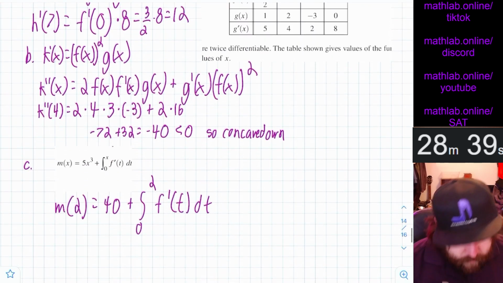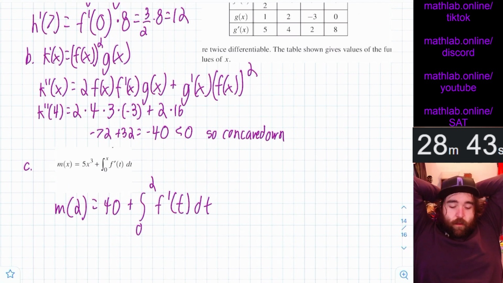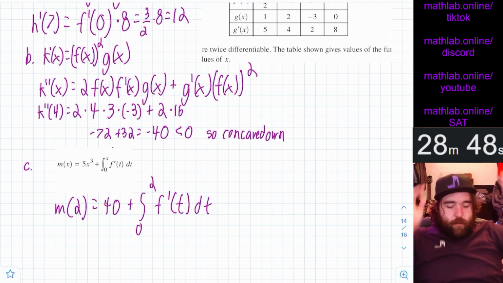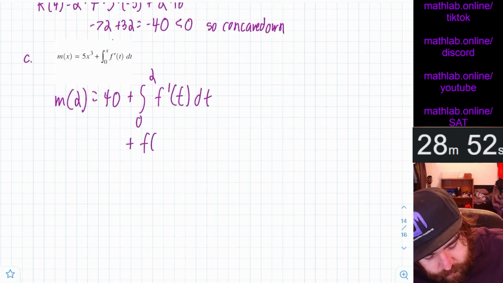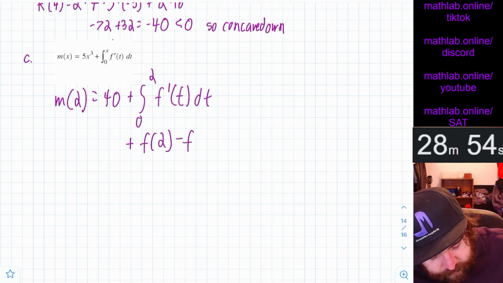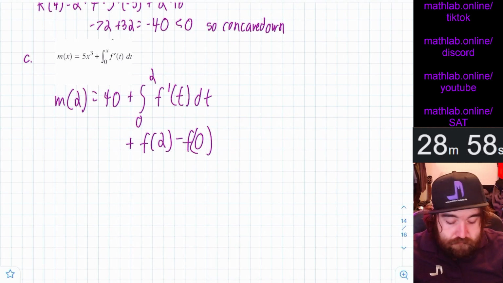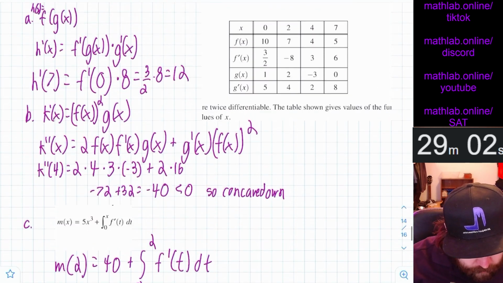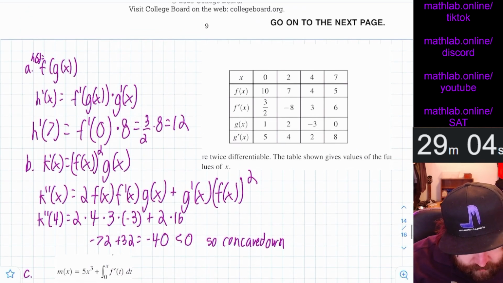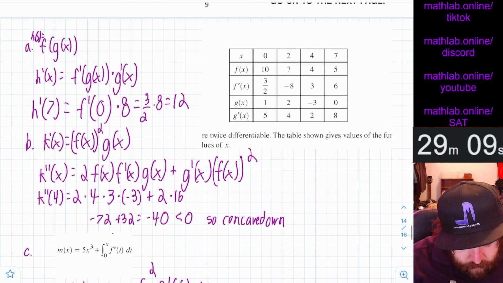Oh, but it's just f of t. The integral of f prime of t is f. So then that's plus f of 2 minus f of 0. Yeah? So it's 40 plus 7, 47, minus 10, 37.